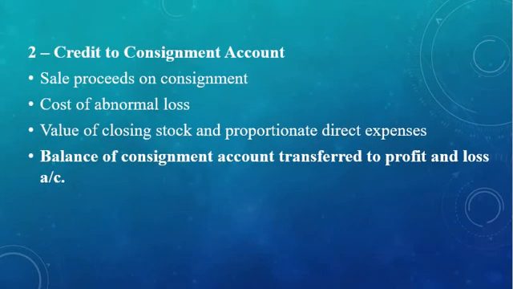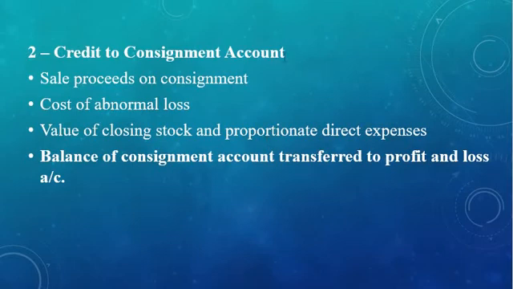Next is the credit side of the consignment account. What do we consider to the credit side is sales proceeds on consignment, that is any sales being made are to be credited. Cost of abnormal loss, now this I'll be teaching regarding losses when I teach the consignment account, where I'll tell you what is normal loss, abnormal loss, and so on. Right now just remember that any loss is to be credited.